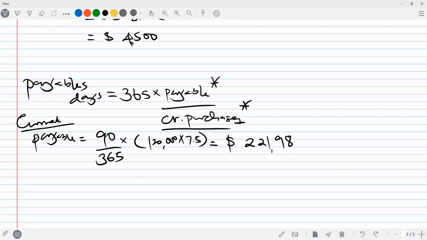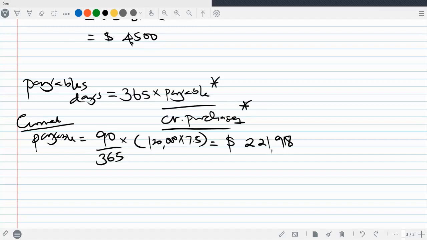$221,918. So what that means is that at any point in time, the company owes the supplier 221,918, or within the year, the average amount the company is owing is 221,918. That's the amount the company owes the supplier at any point in time.